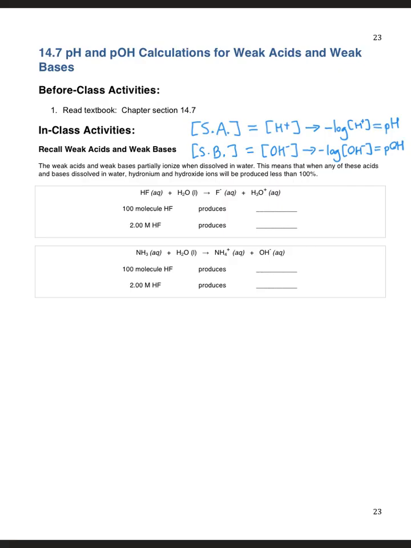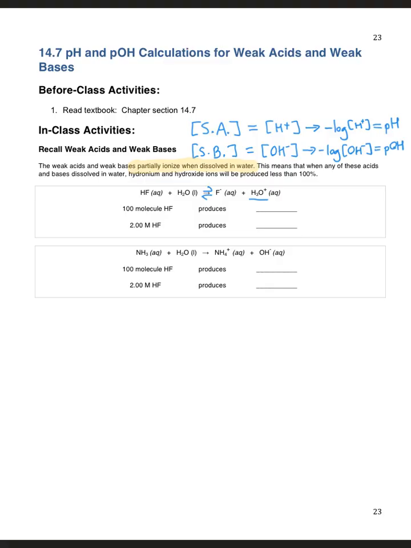However, weak acids and weak bases only partially ionize when dissolved in water. This means when any of these acids and bases dissolve in water, they're only going to produce less than 100% of hydronium ions and hydroxide ions. For example, the weak acid hydrofluoric acid, when dissolved in water, will only partially dissociate into hydronium ions. The arrow that I have here is not correct. Please change it to the reversible arrow because it indicates a weak acid.